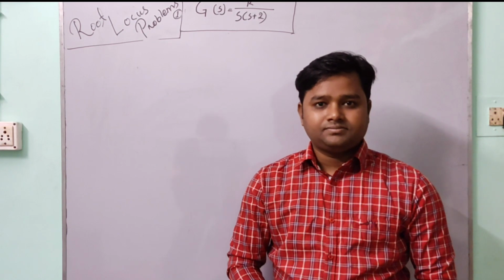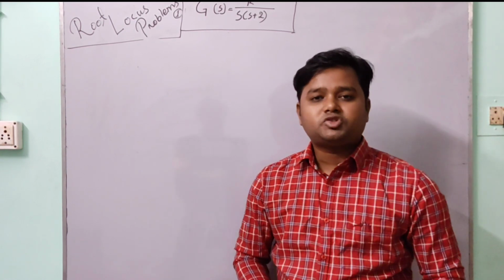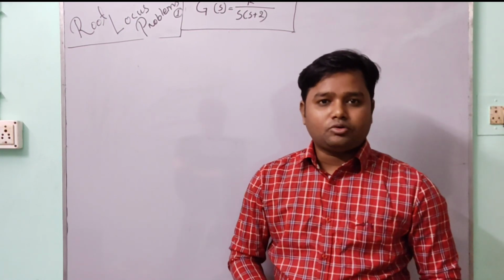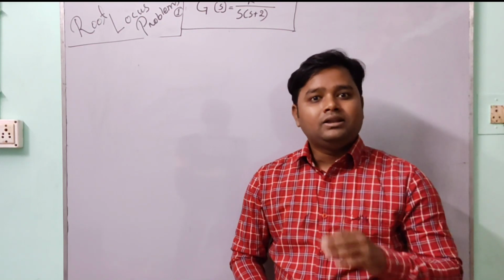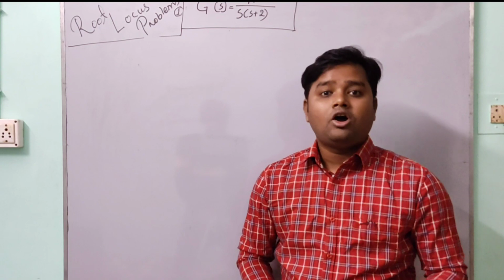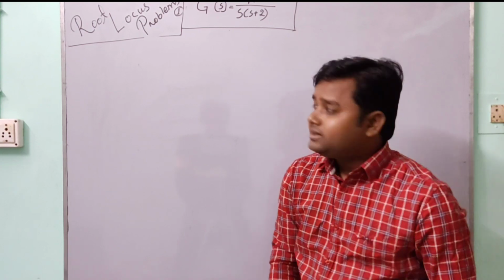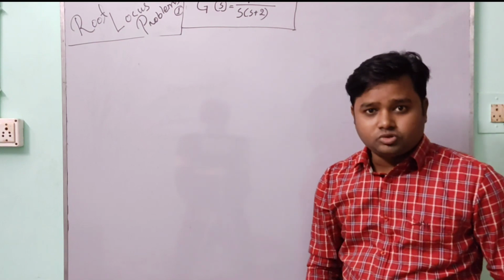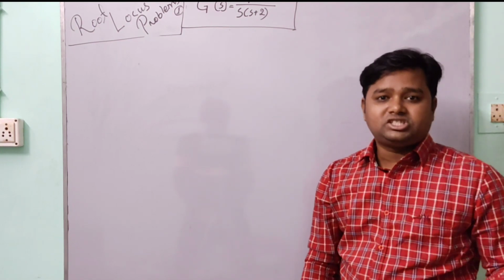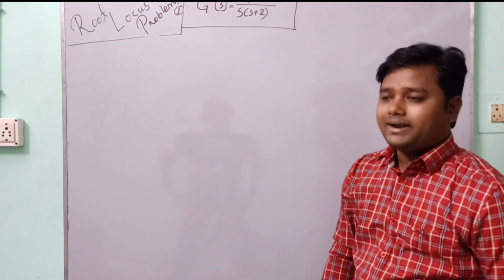Welcome to today's classes. In the last class, we have studied all the theories related to the root locus. Today we will do a particular example and do step-by-step analysis of the root locus. Here the question is G(s) = K / (s(s + 2)), and it is a unit feedback system, so H(s) = 1.